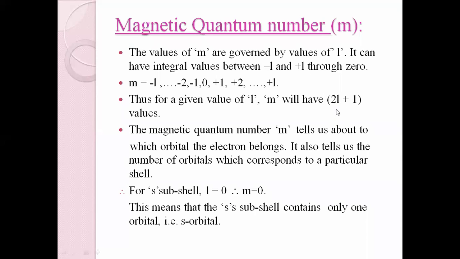ठीक है, so when number of values is 2l plus 1, 2 into 0 plus 1 which is 1, तो 1 शुरू होता है 0 से. Therefore, m is equal to 0. That means s subshell has got only one s orbital. ठीक है, ये जो 1 लिखा है ना, ये क्वांटिटी वाला 1 है.